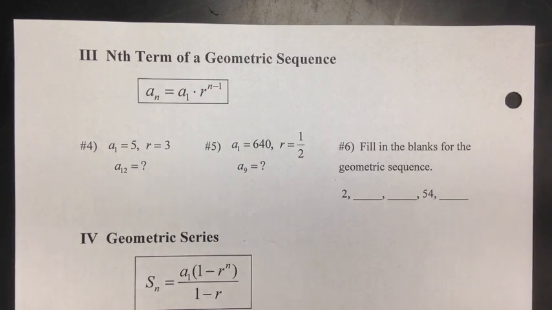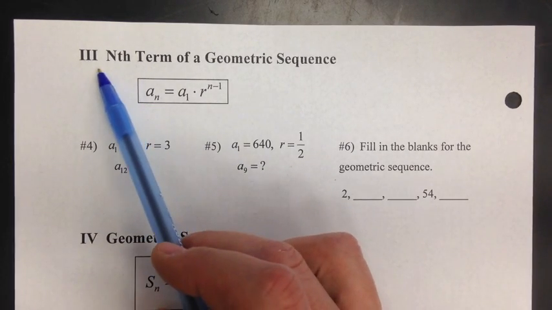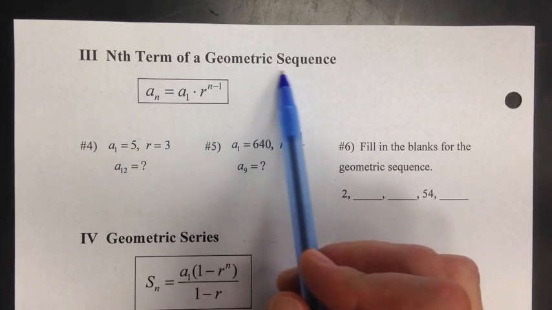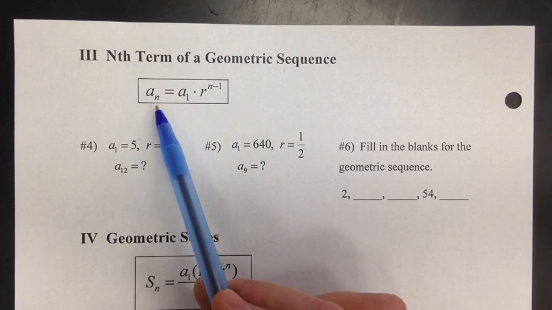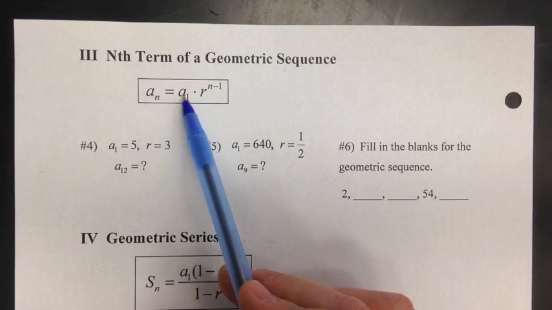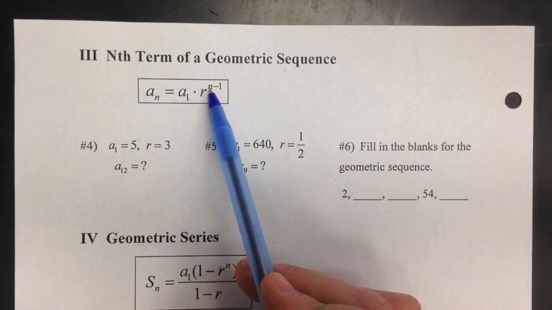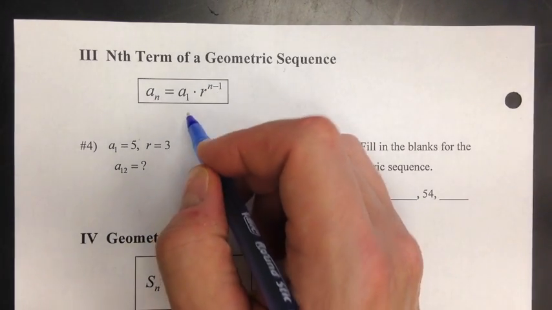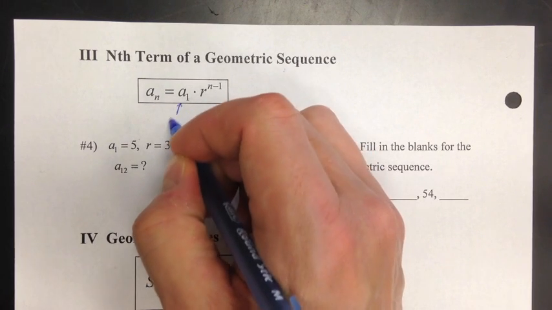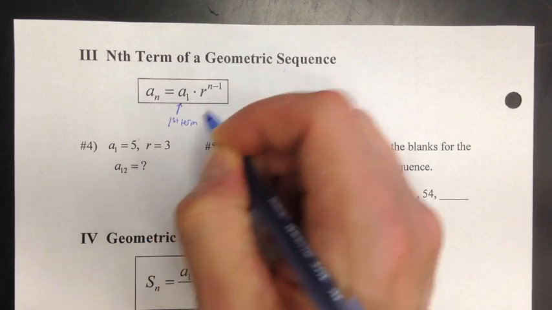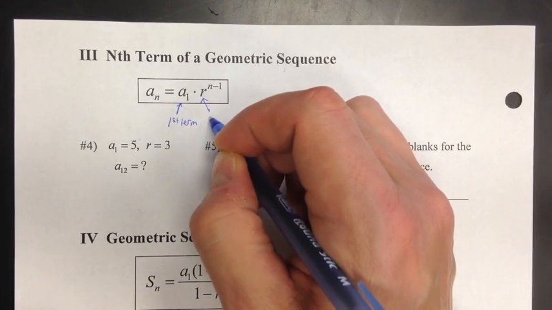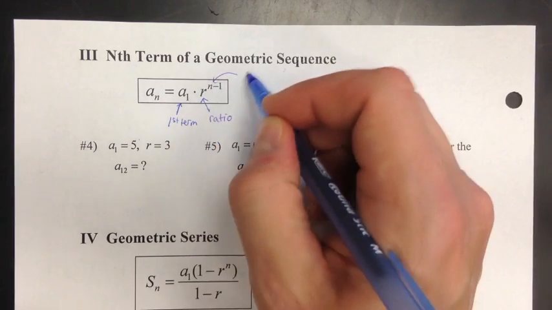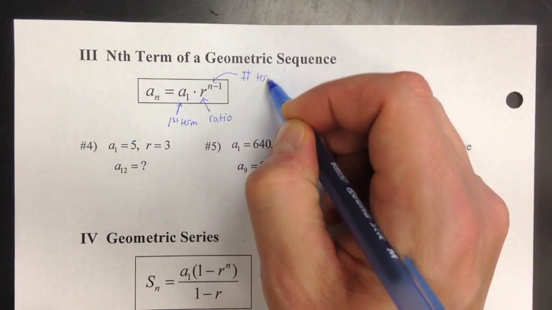Okay, we're back, and we are on the back of the notes here. So now the third part of these notes, finding the nth term of a geometric sequence. So here's the formula. A sub n equals a sub 1 times r raised to the n minus 1 power. A sub 1 is the first term. R is the ratio, the common ratio. N is the number of terms. It's the number of numbers.